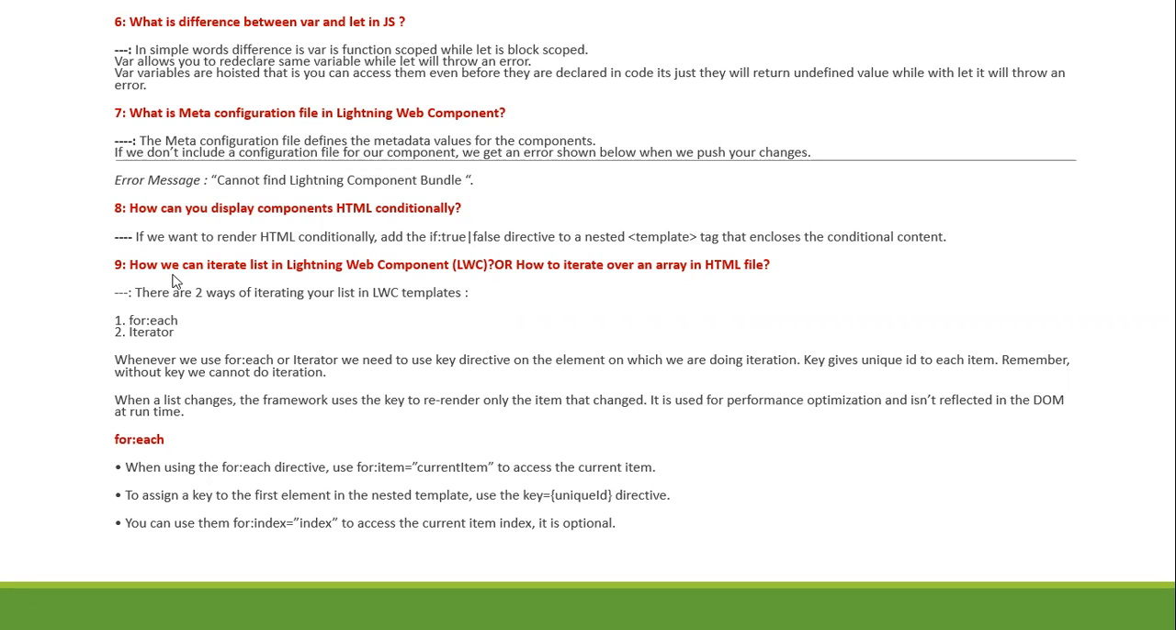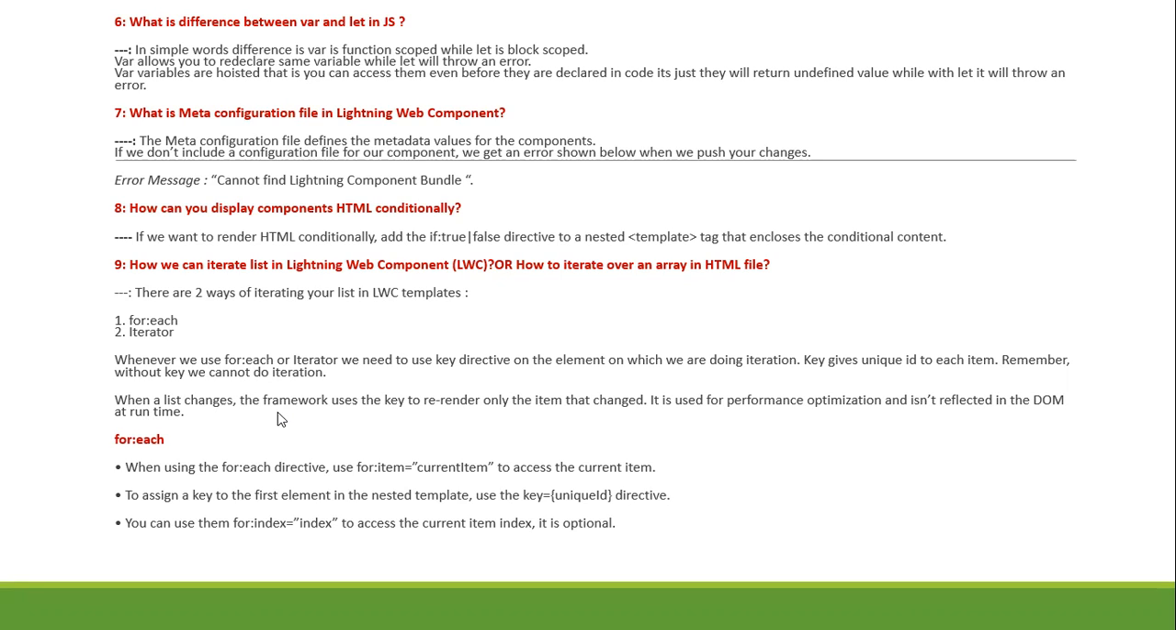Next question. How can we iterate over a list in Lightning Web Components, or how to iterate over an array in the HTML file? There are two ways to iterate a list in the LWC template: for:each and iterator. Whenever we use for:each or iterator, we need to use the key directive on the element on which we are doing the iteration. Key gives a unique ID to each item. Remember, without key we cannot do iteration.